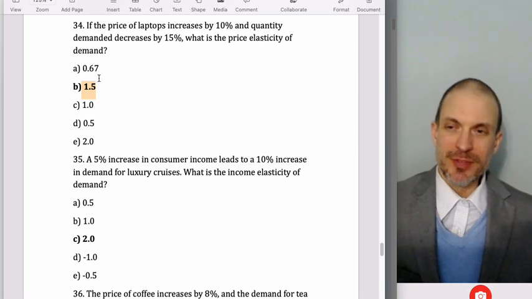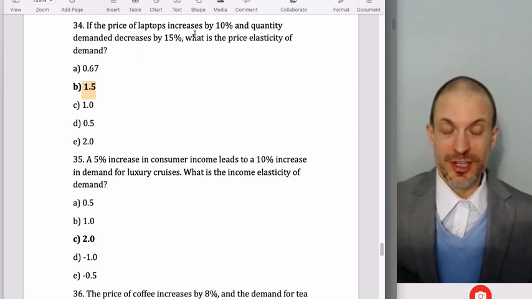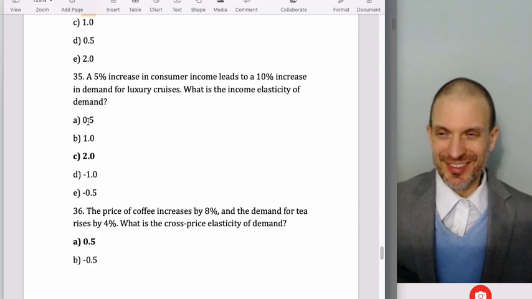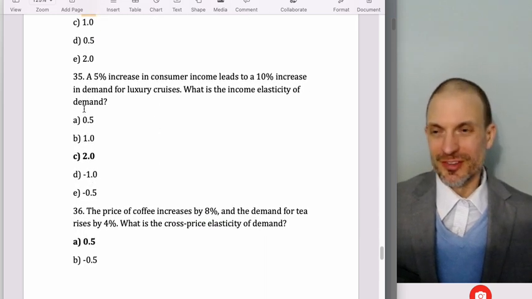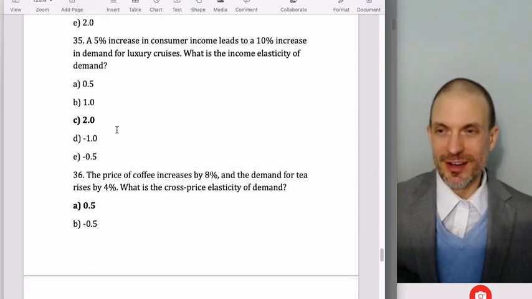On my exams, for price elasticity of demand, I always make them all positive or all negative. Now, for income elasticity, sign matters. And so then the signs might mix positive and negative.